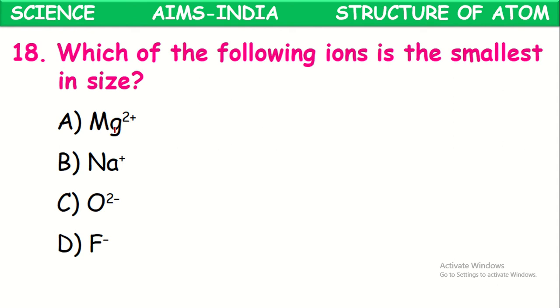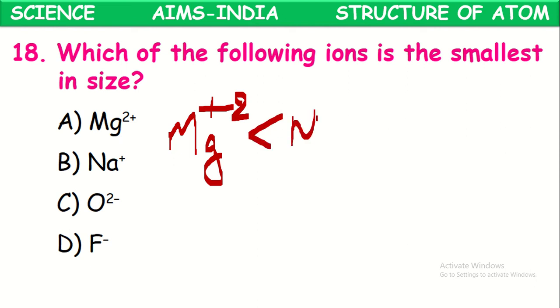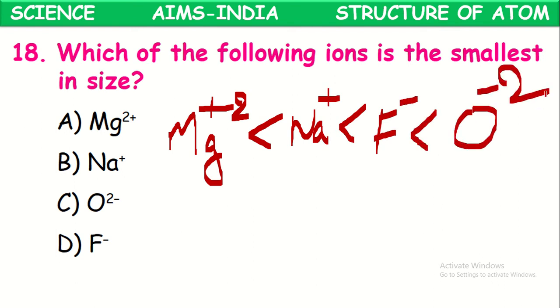So, if you compare the size among isoelectronic species, then the one with a greater charge will have a smaller size. You observe that among all these, Mg2+ has the greater charge, greater nuclear charge. Hence, it will have a smaller size. So we can write the order of these sizes like this. Mg2+ has smaller size than Na+, smaller than F-, and smaller than O2-. So this is the ion with the greater size, and this is the ion with the smaller size among all these. Now, the smallest they are asking, this is correct.